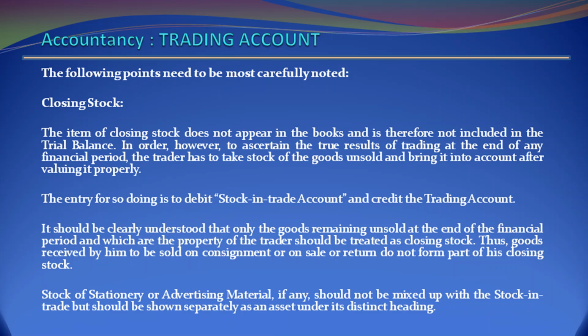It should be clearly understood that only the goods remaining unsold at the end of the financial period and which are the property of the trader should be treated as closing stock. Thus, goods received by him to be sold on consignment or on sale or return do not form part of his closing stock. Stock of stationery and advertising material, if any, should not be mixed up with the stock in trade but should be shown separately as an asset under its distinct heading.